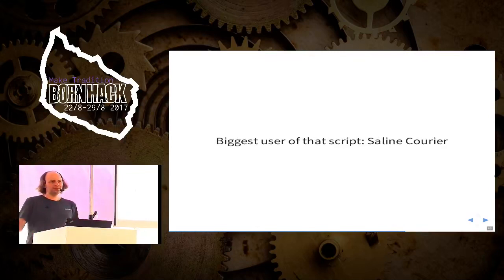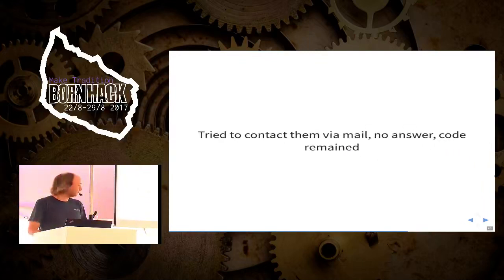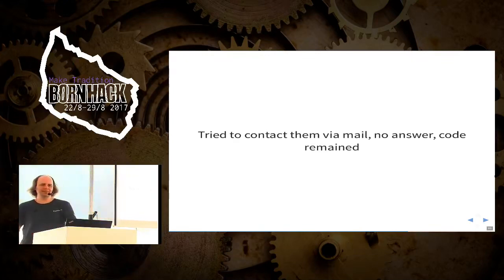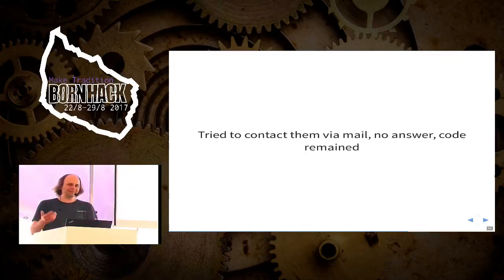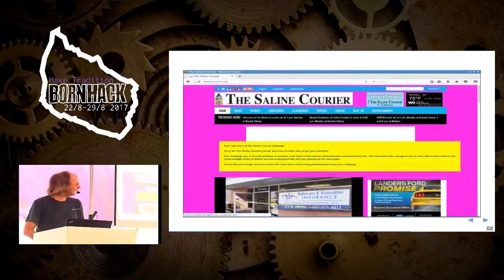But the most prominent user was a newspaper called the Saline Courier, and this was not on these 2 IP addresses. And this had the most hits. I tried to contact them via email over multiple contacts. First I tried their technical contact, and then their chief editor and their second chief editor, and nobody answered, and the code remained there. So I thought, okay, but I have another way to contact them, right? Because they are loading my JavaScript. So I did this.